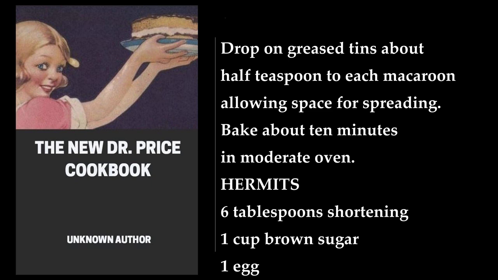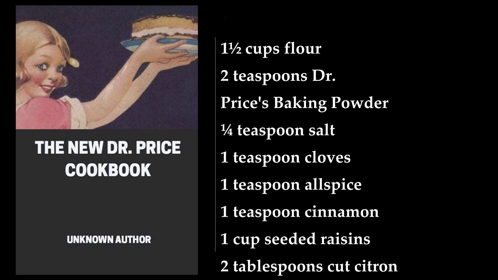Hermits. 6 tablespoons shortening. 1 cup brown sugar. 1 egg. Half a cup milk. 1 1/2 cups flour. 2 teaspoons Price's baking powder. 1/4 teaspoon salt. 1 teaspoon cloves. 1 teaspoon allspice. 1 teaspoon cinnamon. 1 cup seeded raisins. 2 tablespoons cut citron.